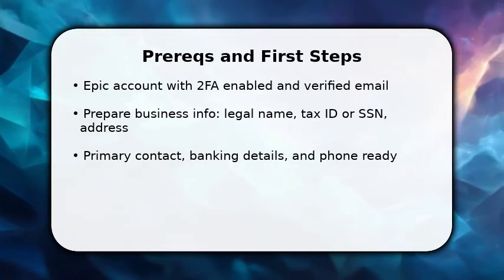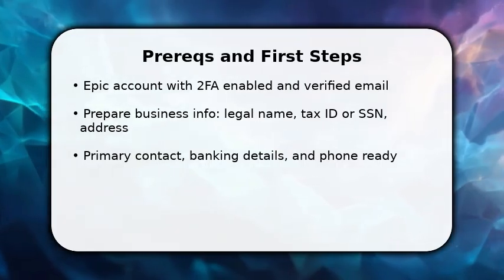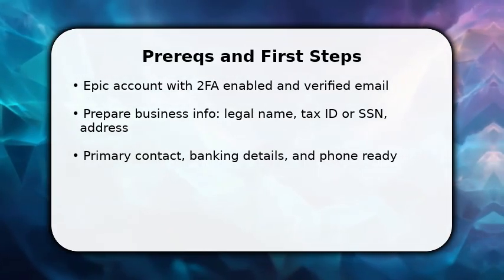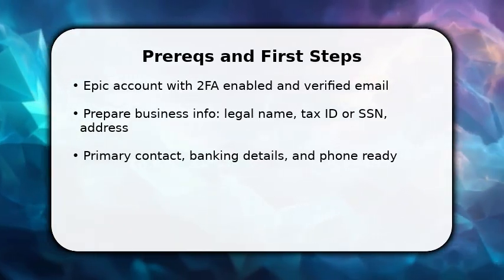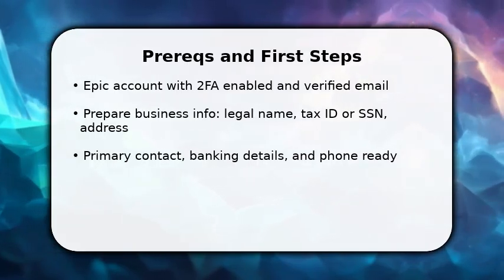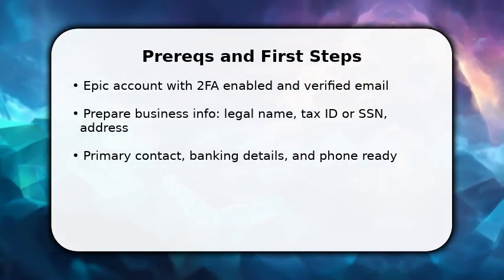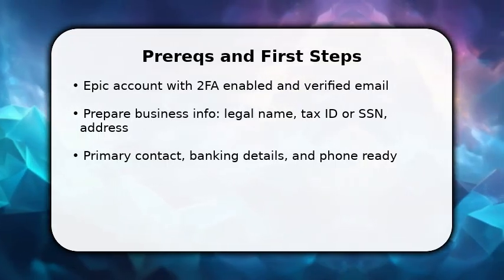You start by confirming prerequisites: an Epic Games account with two-factor authentication and a verified email. Once done, gather your legal and payment details, business name or your SSN, address, and bank info, because verification uses exact matches. Next, open the Epic Developer Portal and sign in. Make sure you use the account you want tied to Dev Access.